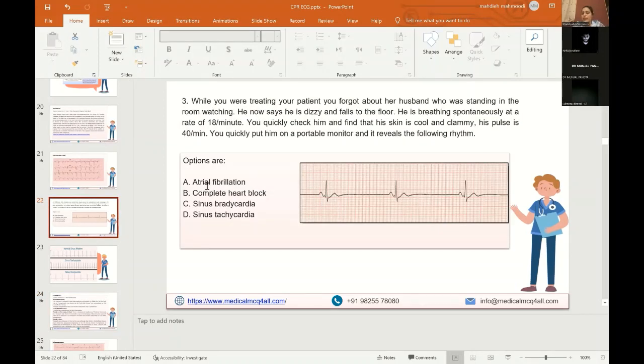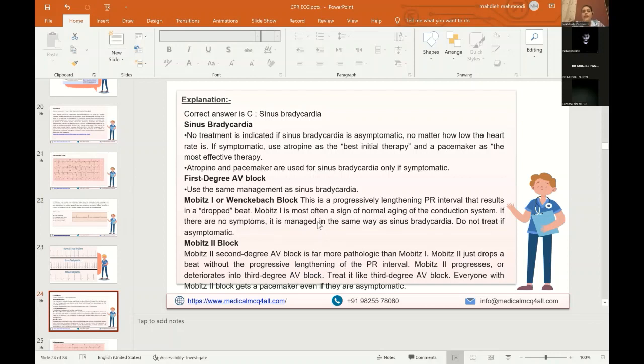Other options are atrial fibrillation. In atrial fibrillation, you shouldn't have clear P's. As you can see, we have really beautiful, clear-cut P's here, so no atrial fibrillation. In complete heart block there is no relation between P's and QRSs, but here clearly you see one QRS after each P, so no complete heart block. Sinus bradycardia is the right answer, and obviously not sinus tachycardia, because the patient has bradycardia. So this is sinus bradycardia, with no need for any cardiac intervention or drugs.